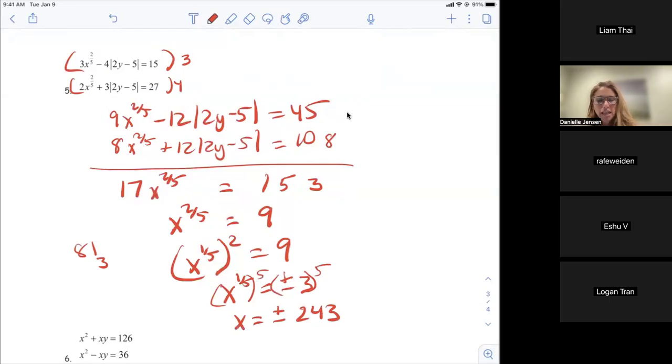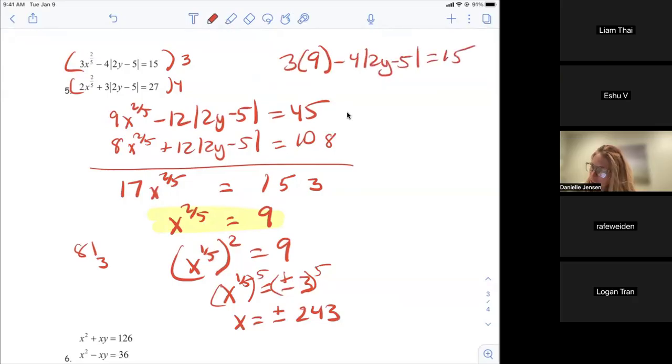Yeah. Great. And okay, so now the reason I asked you before what x to the 2/5 was, I'm actually not going to plug back in x. It's just easier when I'm solving for the rest of it to plug back in x to the 2/5, right? Because I need x to the 2/5 anyway. So maybe let's plug it into the first one. So 3 times x to the 2/5, which is 9, minus 4 times the absolute value of 2y minus 5 equals 15. So negative 4 times the absolute value of 2y minus 5 equals 15 minus 27, which is negative 12. So we've got the absolute value of 2y minus 5 equals 3.